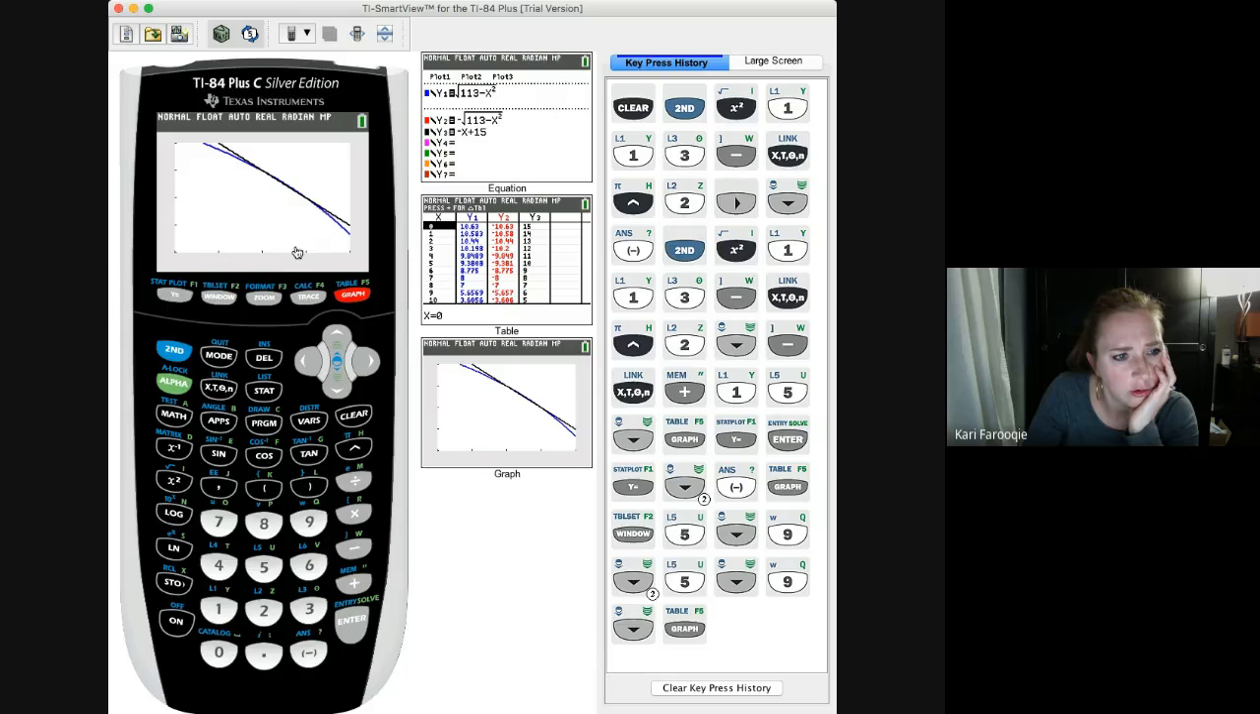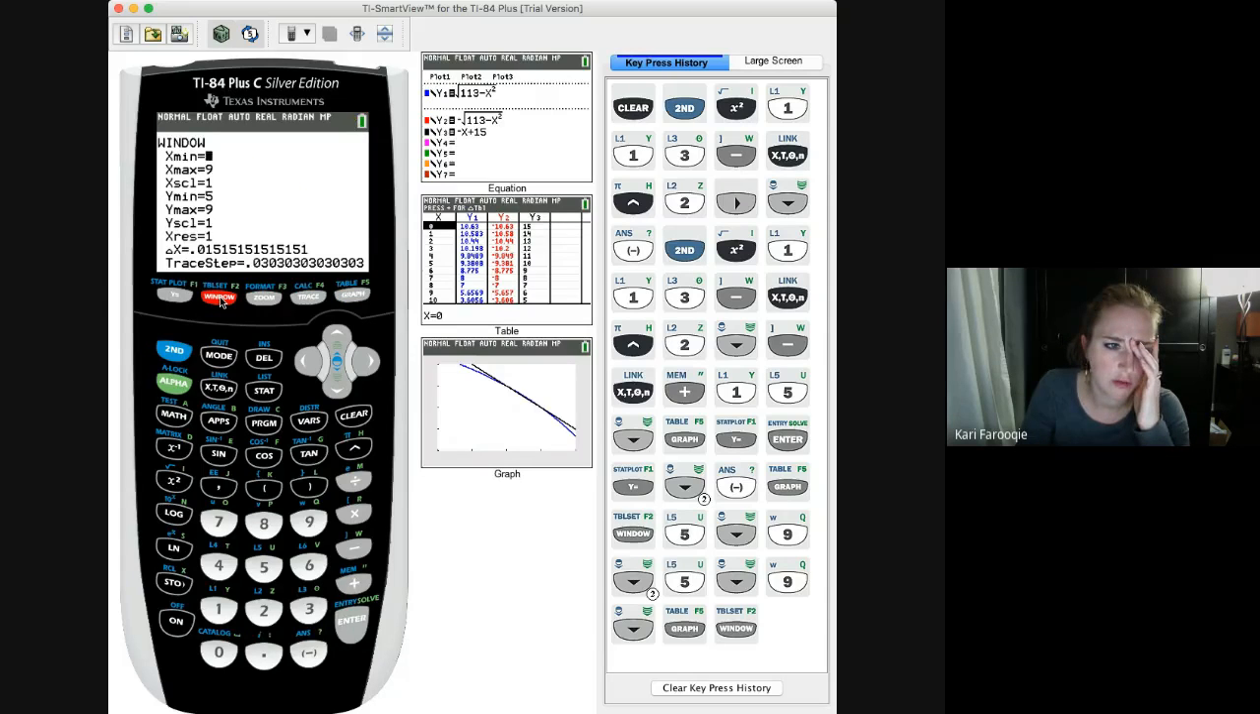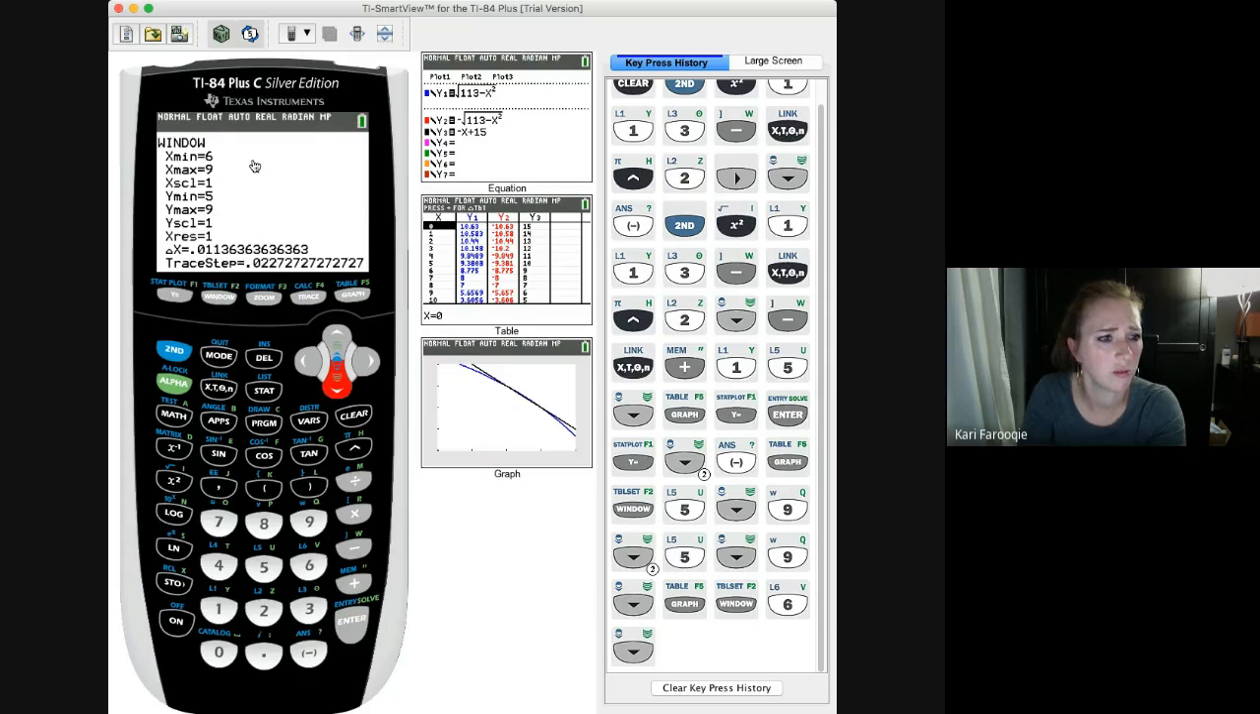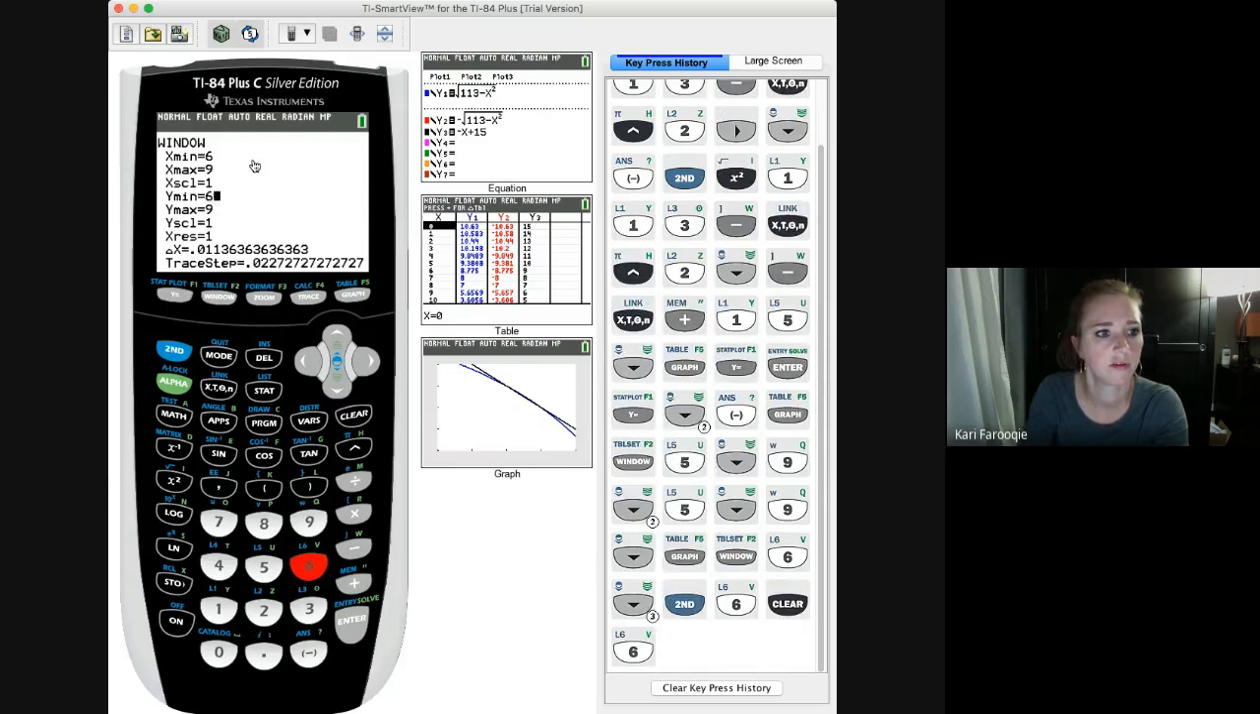So I'm going to narrow this in a little bit because I need to see that there are 2 distinct places where you have an intersection here. So maybe I'll even narrow my window to 6 instead of 5 and see how much that helps. I'll make the x and the y mins 6. I don't know. We'll see.